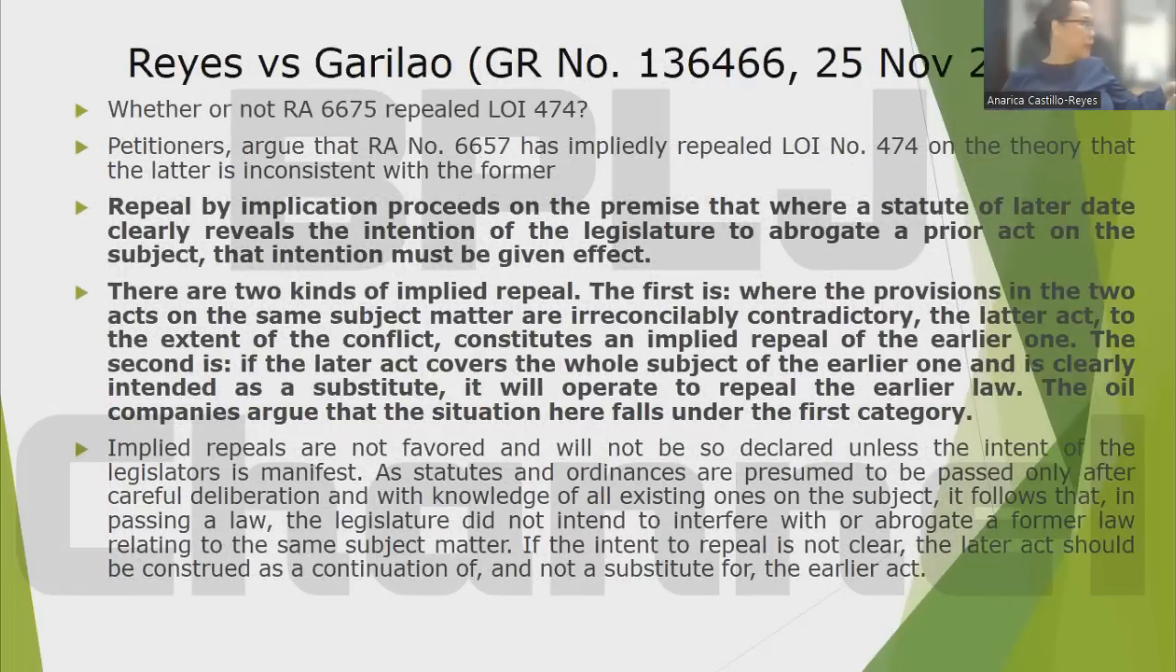Okay. The next case is Reyes versus Garilao. The issue in this case is whether or not RA 6657 repealed LOI 474. Again, the Supreme Court reiterated that repeal by implication proceeds on the premise that where a statute of a later date clearly reveals the intention of Congress to abrogate a prior act on the subject, that intention must be given effect. There are two kinds of repeal. The first is where the provisions in the two acts on the same subject matter are irreconcilably contradictory. The latter act, to the extent of the conflict, constitutes an implied repeal. The second is if the later act covers the whole subject of the earlier one and is clearly intended as a substitute. It will operate to repeal the earlier law.